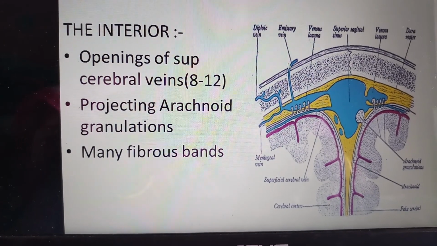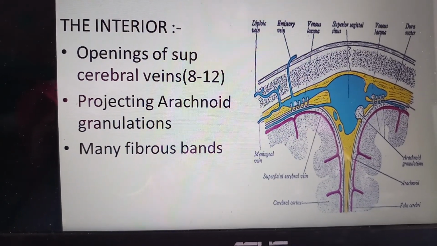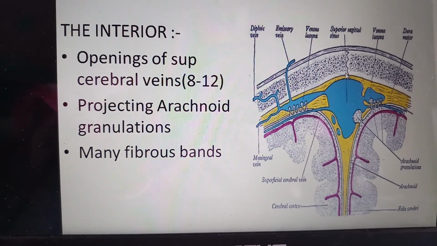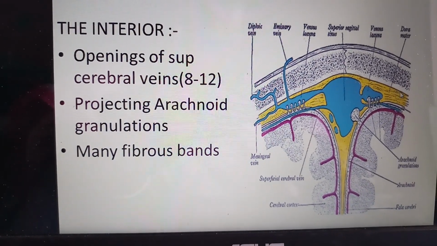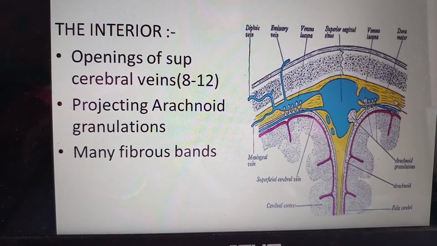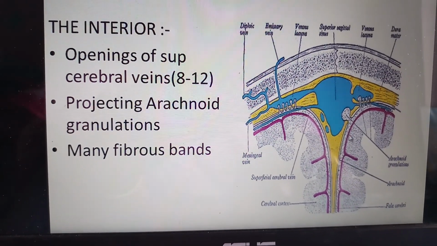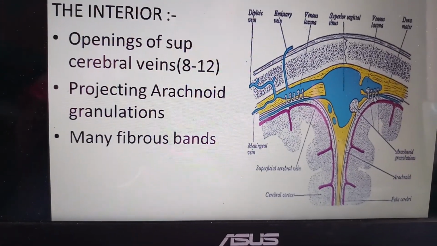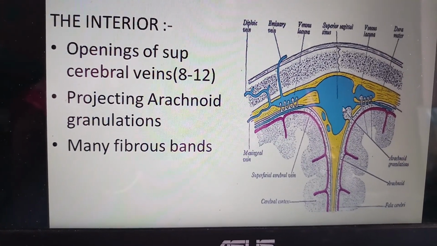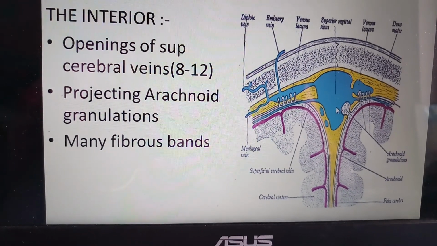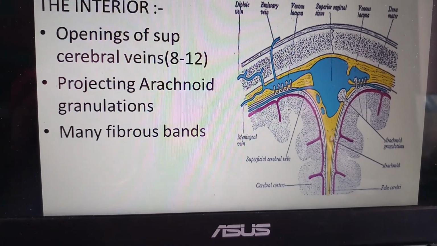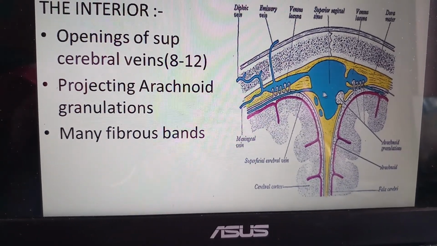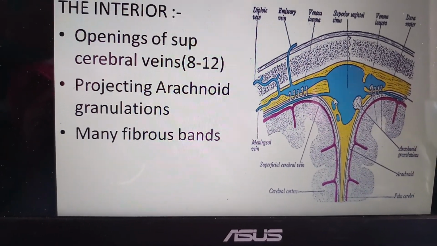So this is one section of the superior sagittal sinus, which you can see. Here is the diagram of one emissary vein. These are the diploic veins. This is the diploe, this is the outer table of the skull, and the inner table of the skull is lined by the endosteal layer of the dura mater. The yellow color is the dura mater, and this one is the arachnoid mater, which is projecting as small projections of the arachnoid granulations. And this is one large arachnoid granulation that you can see. These are the superior cerebral veins which are entering into the superior sagittal sinus.